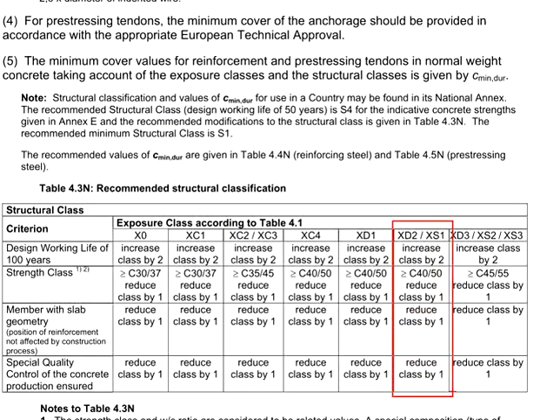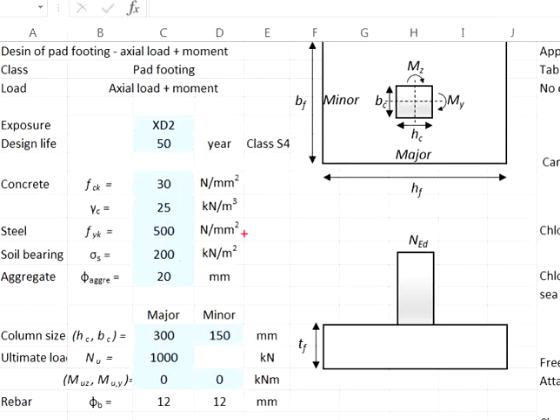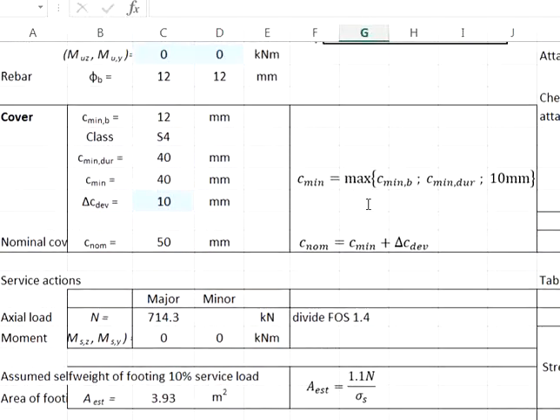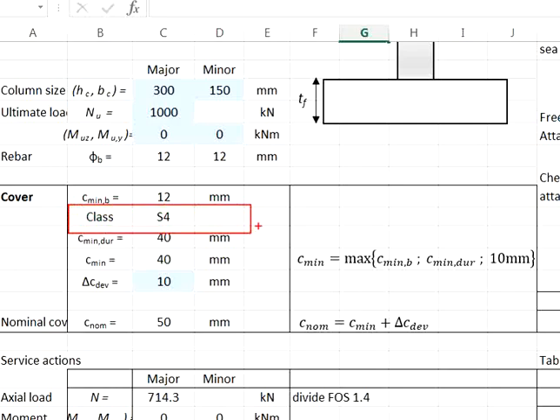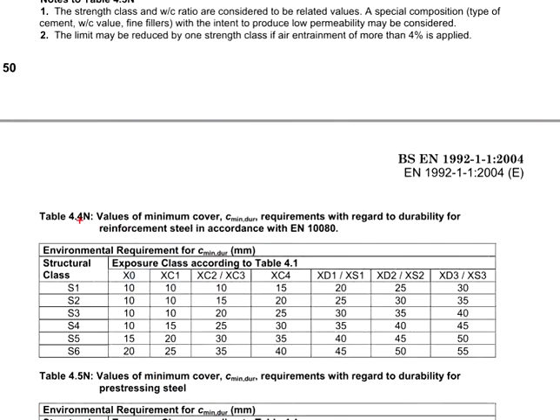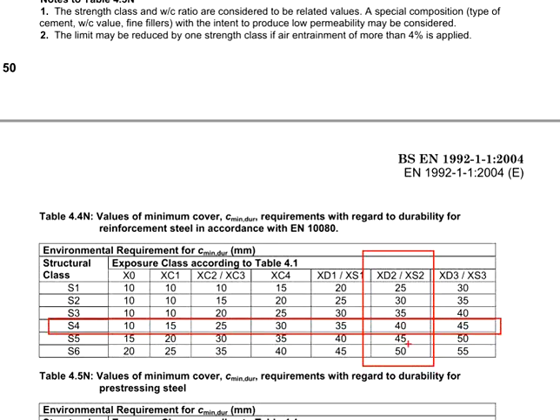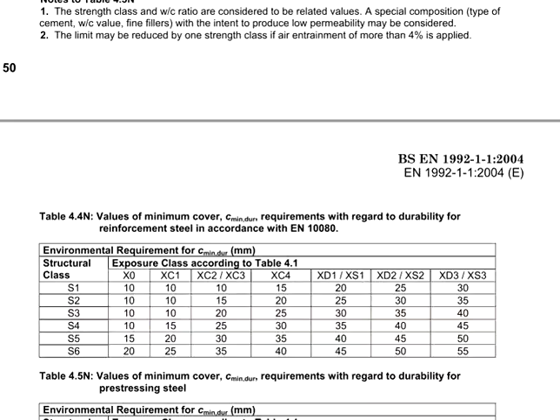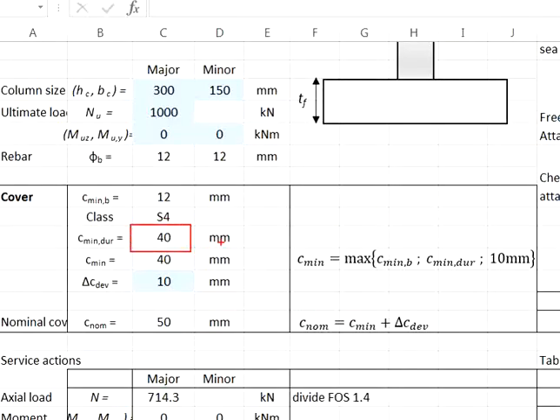XD2 refers to this column, and then the strength class here. The structural class only changes once the concrete strength is greater than 40. In this case, the concrete strength is only 30. Therefore, the structural class will remain as class 4. And then refer to table 4.4n, XD2 structural class S4. The C min durability is equal to 40. That gives you 40 here.